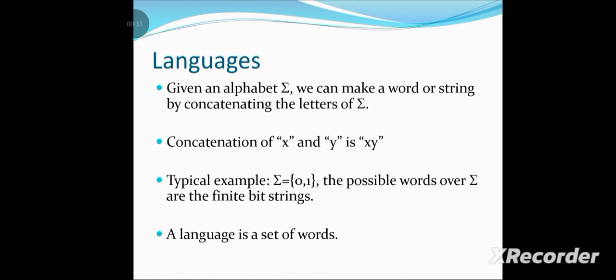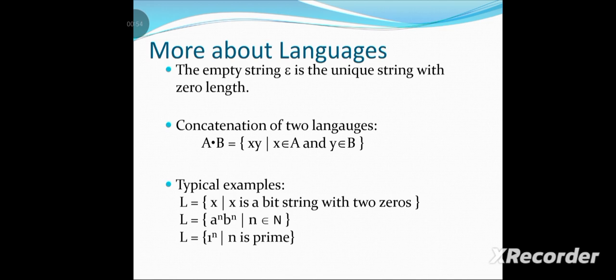An example, as I told, it is 0, 1. Whatever the possible words over the alphabet can be a finite string, like 0, 0, 1, 1. It can be a combination of the letters given in the input alphabet. So a language is a set of words. We can have an empty string, that is epsilon. It is a unique string with 0 length, the empty string.